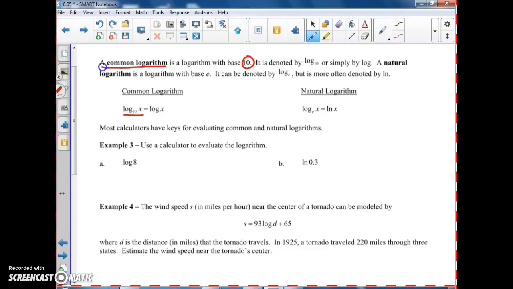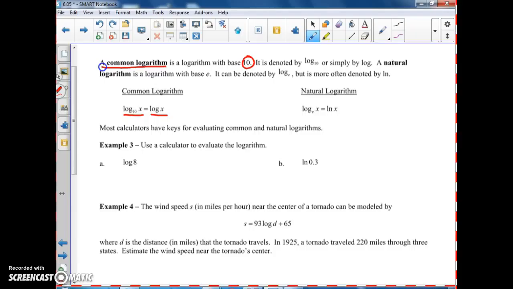Now here comes the thing. There's another way to write this. You can also write it this way, log of x. Whenever you see log of x, you are supposed to understand its base is 10.